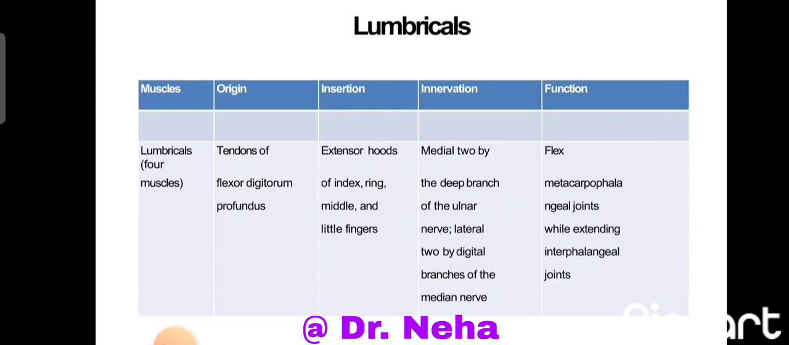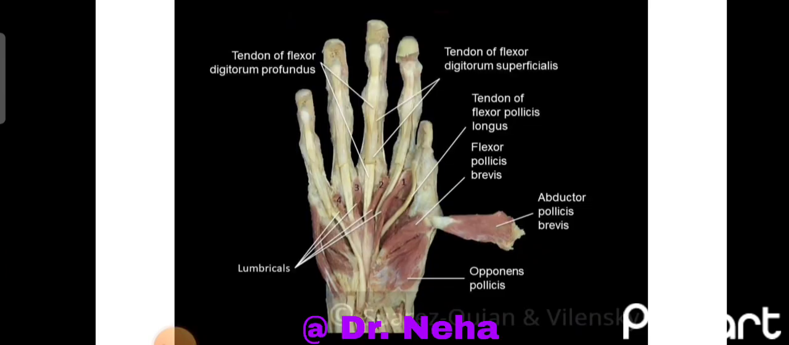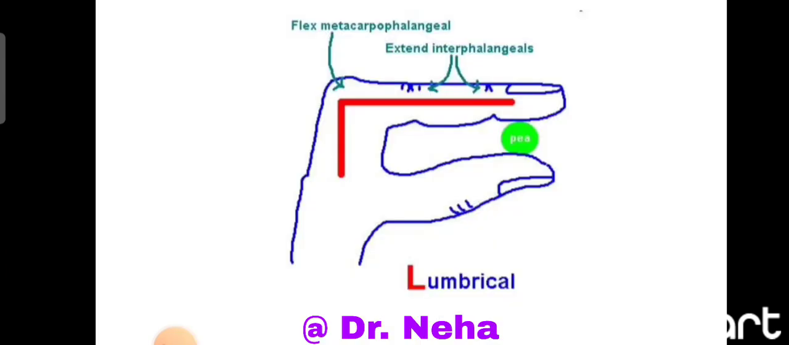And the innervation is the medial 2 lumbricals, these are innervated by the ulnar nerve, and the lateral 2 lumbricals, these are innervated by the median nerve. The action of these muscles, they are doing the flexion at the metacarpophalangeal joint and extension of the interphalangeal joint. So this action is used when we hold a pen or a pencil. So this action is done by the lumbrical muscles.